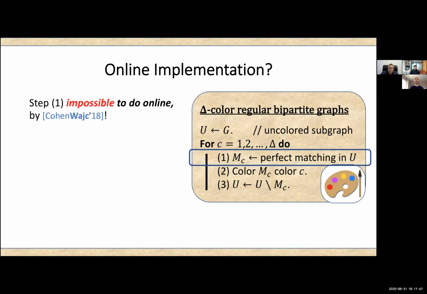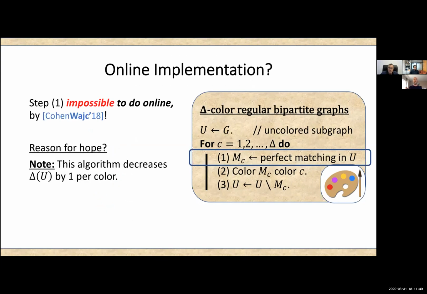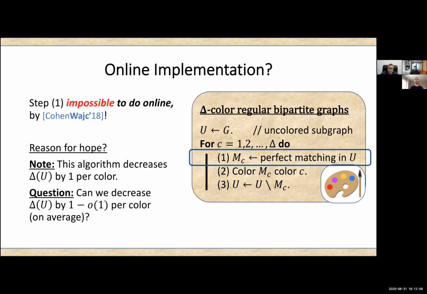We can maybe still get some intuition here. What this algorithm is doing is, in every iteration, it decreases delta U, the uncolored graph's maximum degree, by 1. So every color decreases the max degree by 1. This would give us a 1 competitive algorithm, and that's, as I said, too much to hope for. So instead, let's go for a roughly 1 competitive algorithm, in which case all we really need is to decrease the uncolored graph's maximum degree at the rate of roughly 1 per color, on average, of course. Okay, so how are we going to do this?